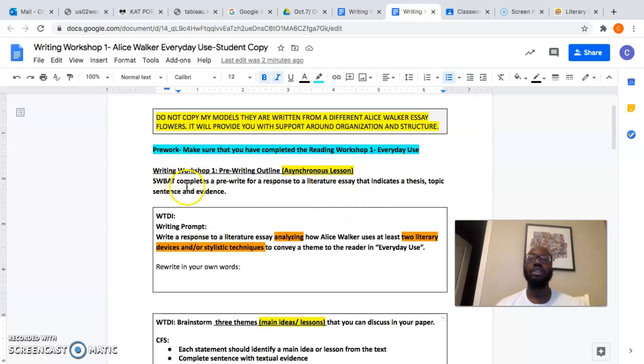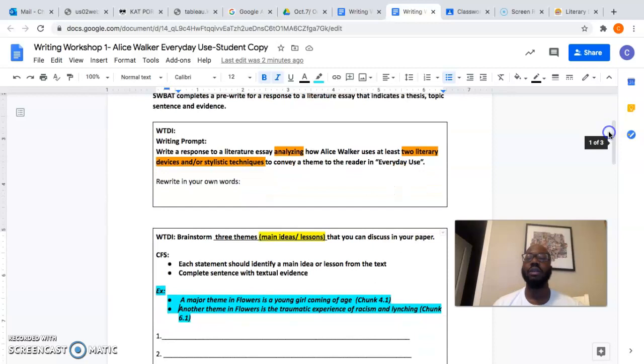The first thing you're going to do is complete a pre-write for a response to a literature essay that indicates thesis, topic sentence, and evidence. So here goes your writing prompt. You're going to write a response to the literature essay analyzing how Alice Walker uses at least 2 literary devices or stylistic techniques to convey a theme to the reader in Everyday Use. And then you're going to rewrite in your own words your what to do instructions.